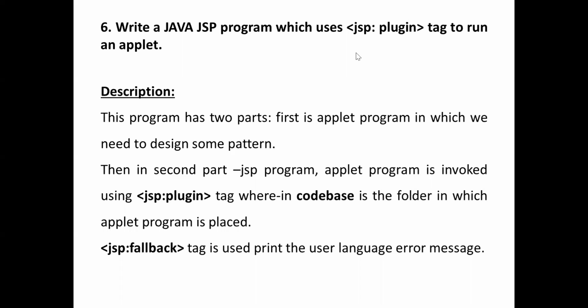And one more important tag we have to use in this JSP program, that is JSP fallback. What do you mean by fallback? Anybody? Fallback means, in case the tag fails, the error should be displayed on the page. So this fallback tag is used to print the user language error message, nothing but an if else statement.